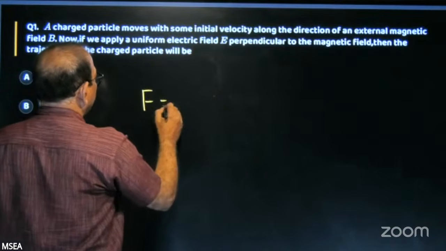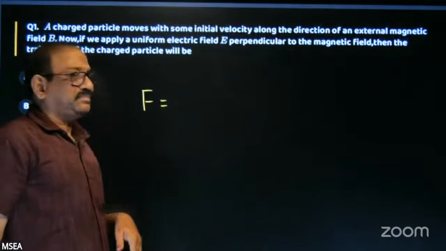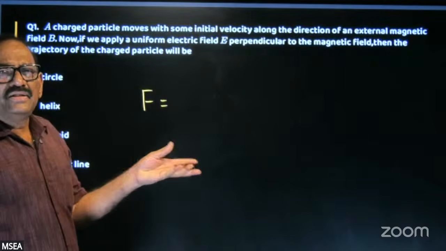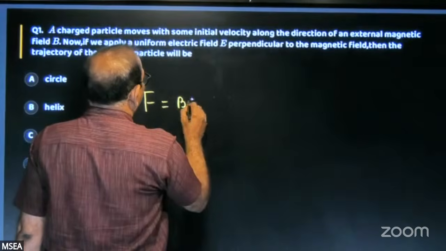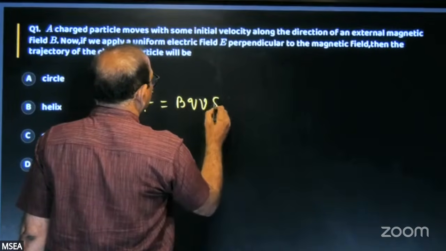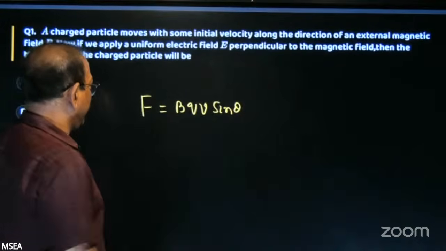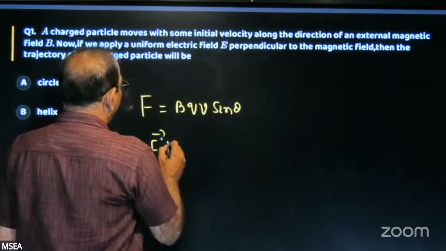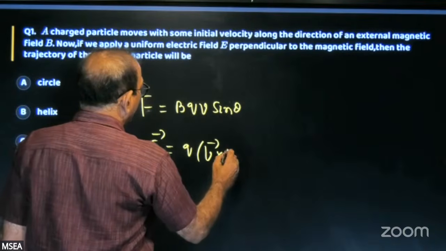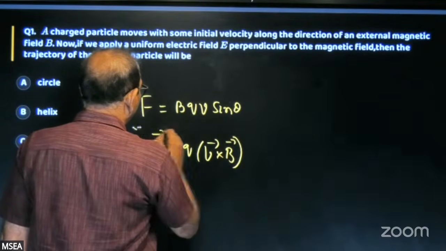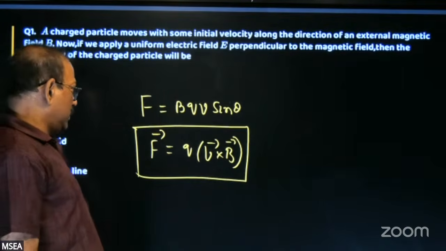Next, motion of charge in magnetic field. When a charged particle moves through a magnetic field, the magnetic force experienced by that moving charge is given by BQV sin theta. In vector form, it is Q into V bar cross B bar.